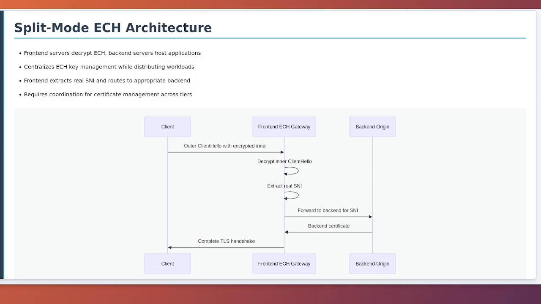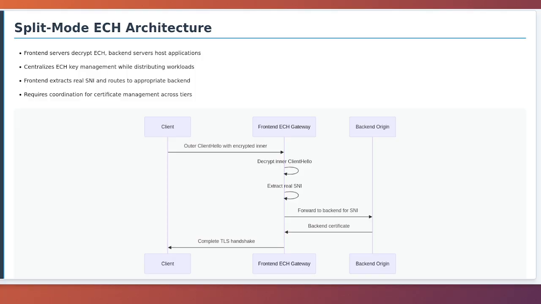Split mode introduces additional complexity in certificate management. The front-end server needs certificates for the public name that appears in the outer ClientHello, while back-end servers need certificates for the actual target domains in the inner ClientHello. The handshake must seamlessly transition from the front-end certificate to the back-end certificate, or the front-end must be able to present certificates on behalf of all back-end domains.